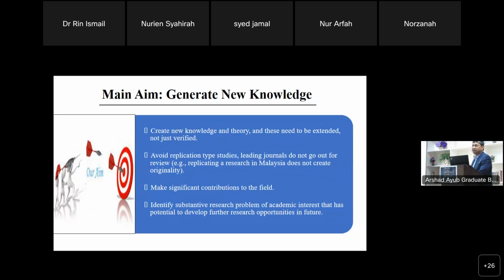So if something was done in the United States and you have the Malaysian data, you replicate this. It's research, I'm not saying it isn't, but from the publication standpoint, for a good journal, editors nowadays look at multi-country studies, not just one. They want to see what is true in America, what is true in Malaysia, Indonesia, Thailand, many countries. Make a significant contribution to the field.